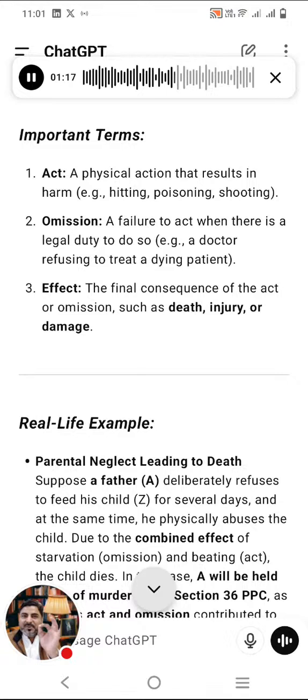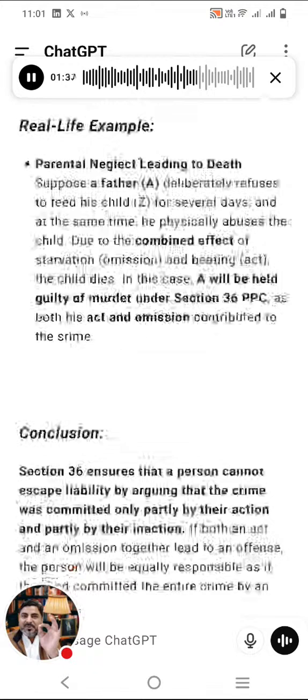Important terms. 1. Act, a physical action that results in harm, e.g., hitting, poisoning, shooting. 2. Omission, a failure to act when there is a legal duty to do so, e.g., a doctor refusing to treat a dying patient. 3. Effect, the final consequence of the act or omission, such as death, injury, or damage.